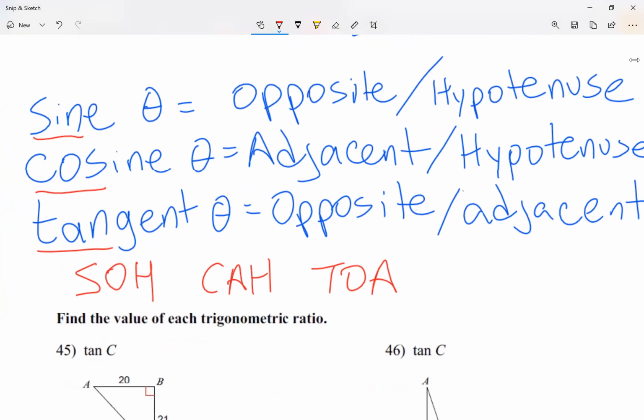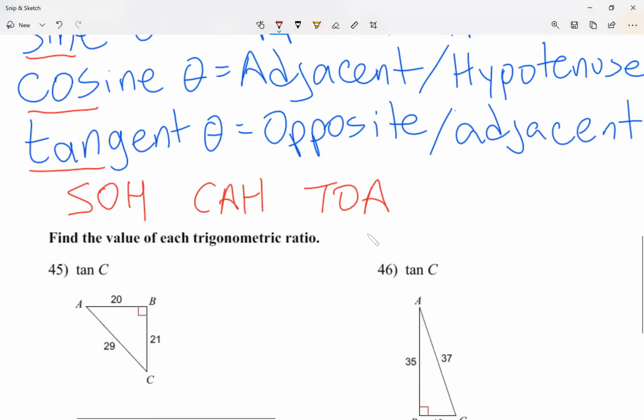What that means is sine is opposite over hypotenuse, cosine is adjacent over hypotenuse, and tangent is opposite over adjacent. That is how I'm going to do my acronym. That's how I'm going to help. That's what's actually going to help me out.